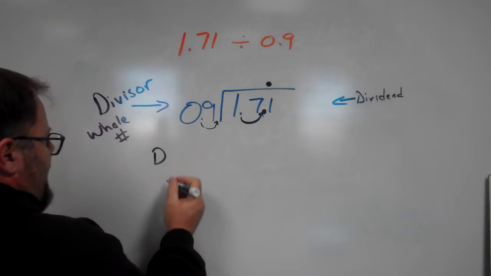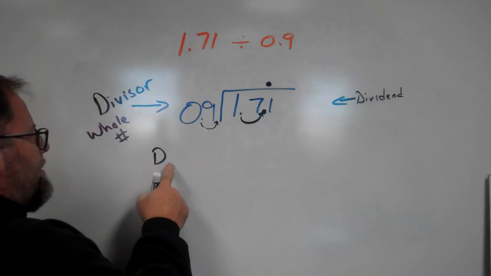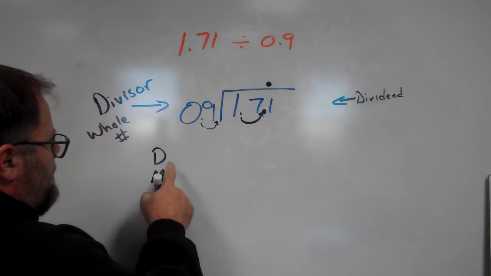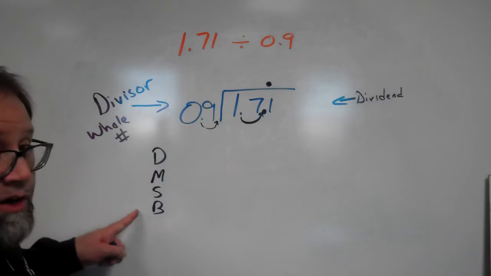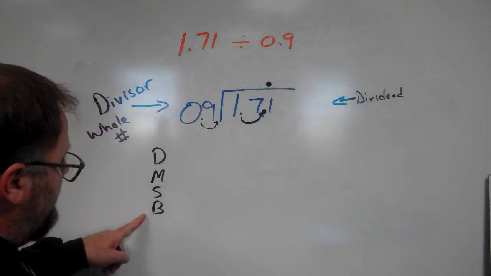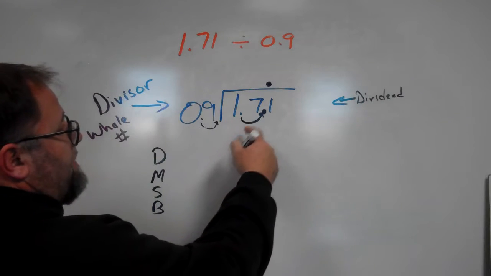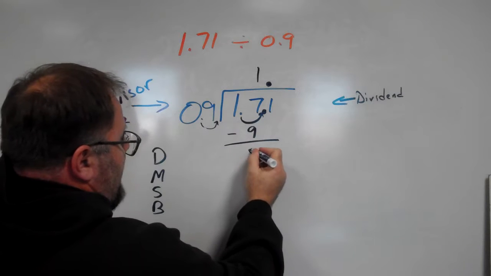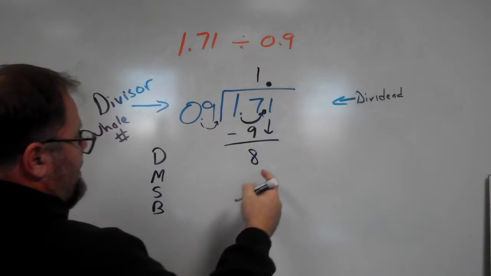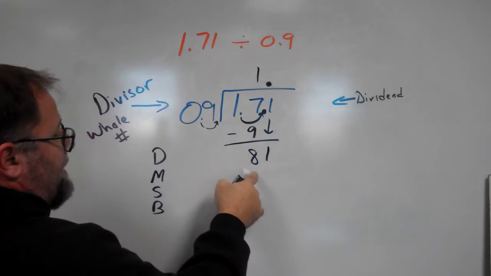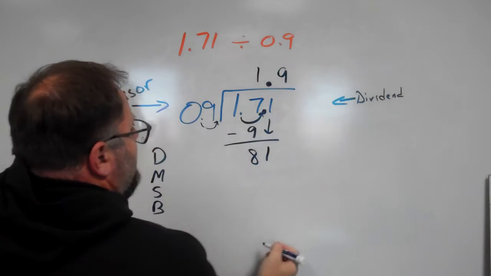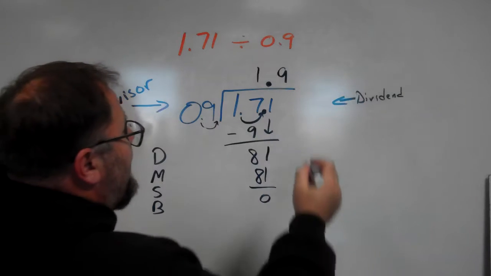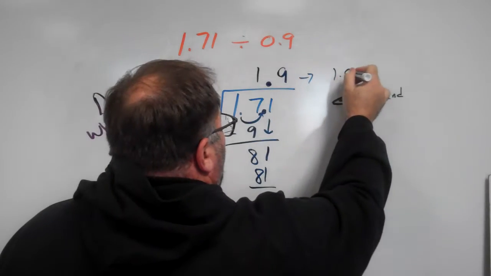What is it? Divide. What did Cole say? Dad, mother, sister, brother. Divide, multiply, subtract, bring down. Does McDonald's sell burgers? Okay, so how many 9s are in 17? There's one 9 in 17. 17 minus 9 is 8. I brother now, bring down that 1. How many 9s in 81? 9. 81, and just to prove it, I go down to the 0. That makes my answer 1.9.